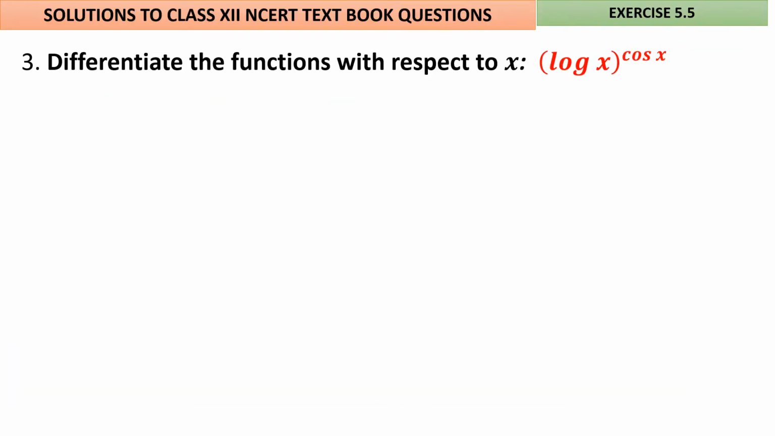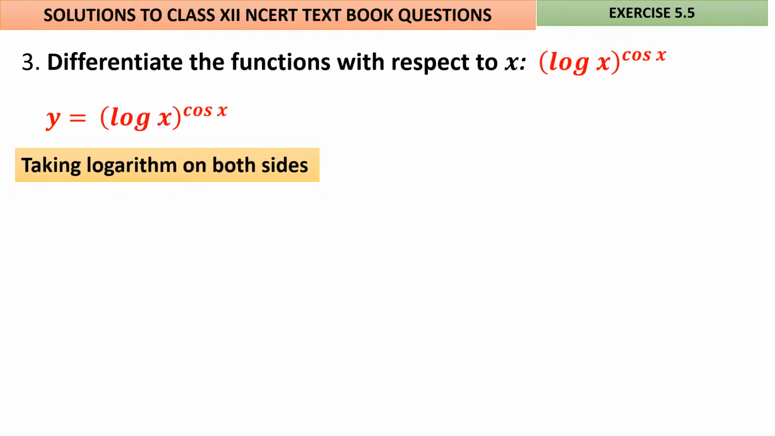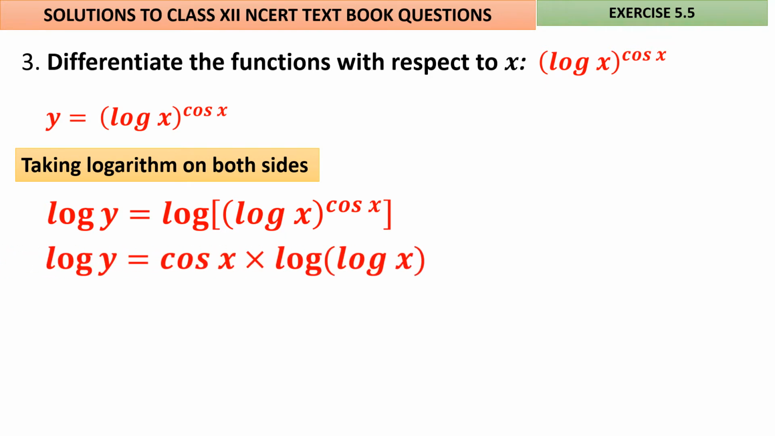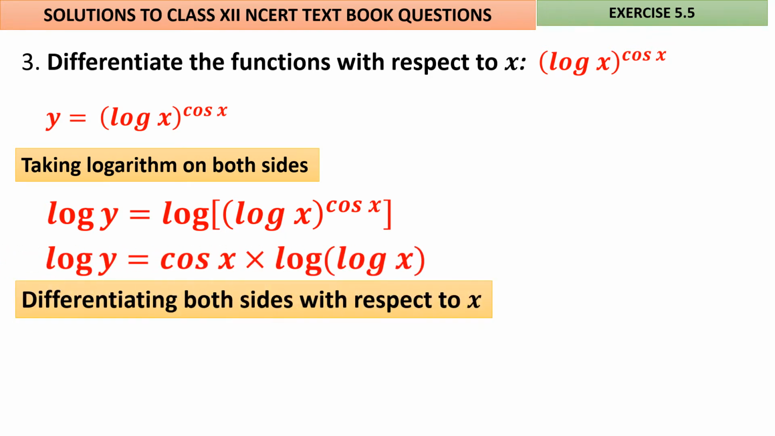Again, differentiate the function with respect to x: (log x) whole power cos x. It is a power function, so you have to take log on both sides. Log y is log of the right hand side, but the right hand side is something power something, the base is log x and the power is cos x. Therefore it will become cos x multiplied by log of the base, it is log of log x.